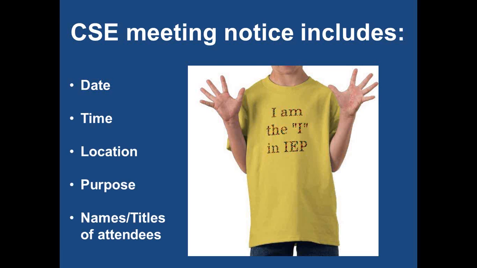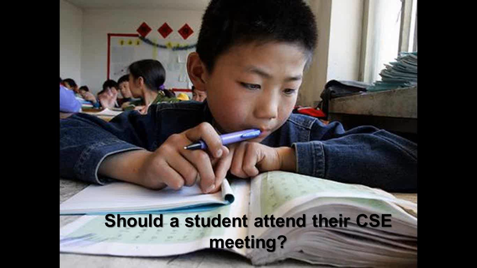And it's at this meeting that the committee will decide if the student, again, of which you are a member, if the student is eligible for an IEP, and they will decide one of the 13 classifications. So now I've been talking for a while, and we'd like to hear from you.